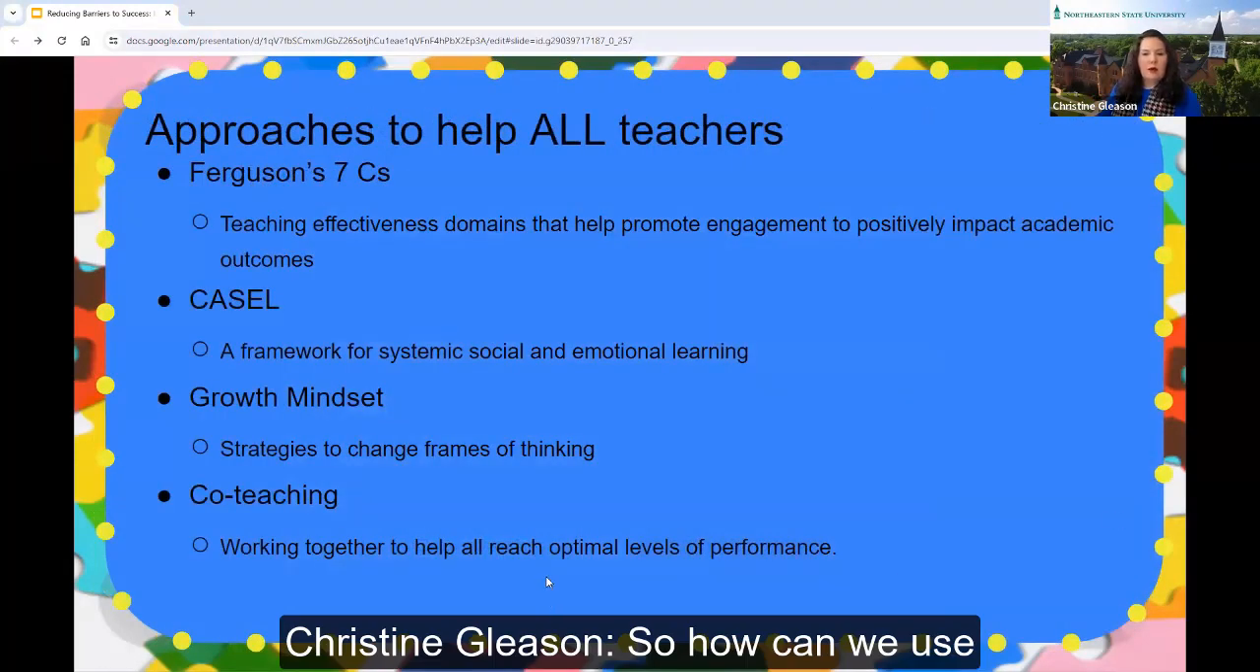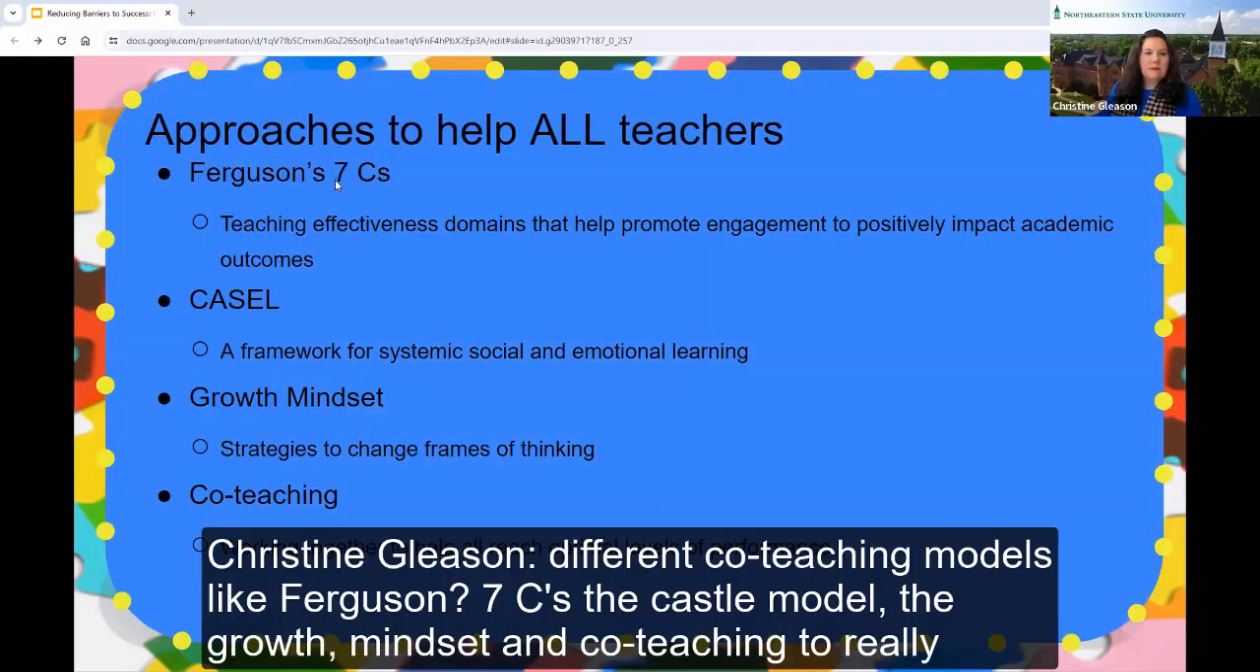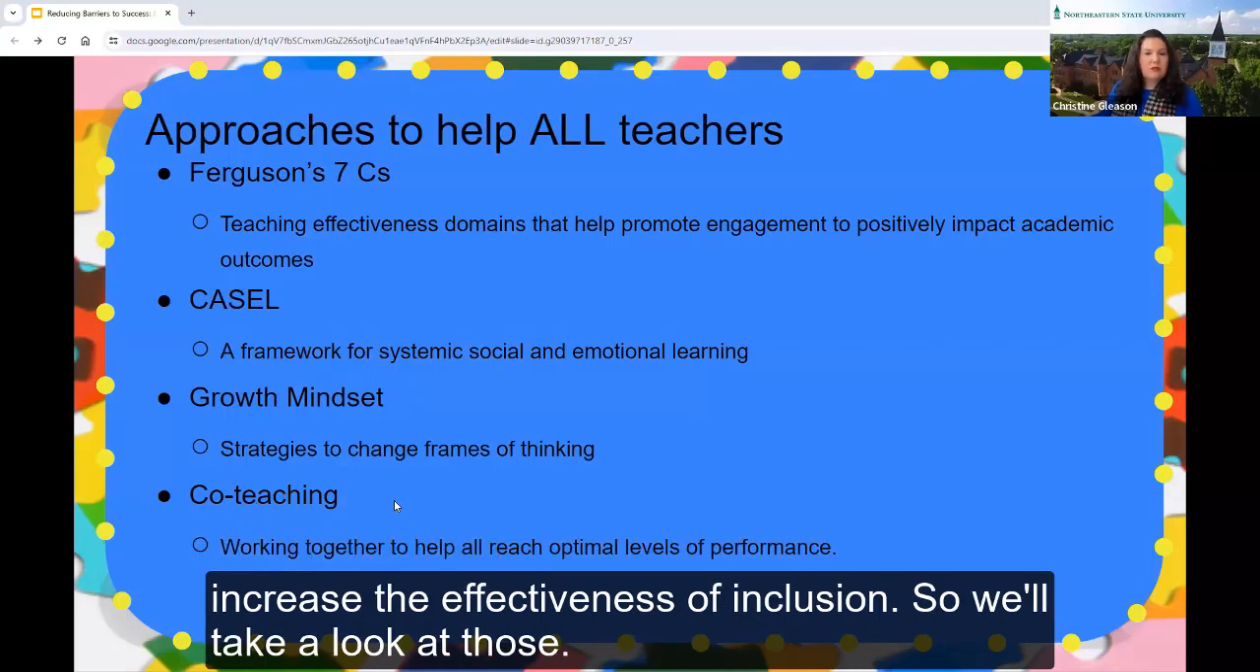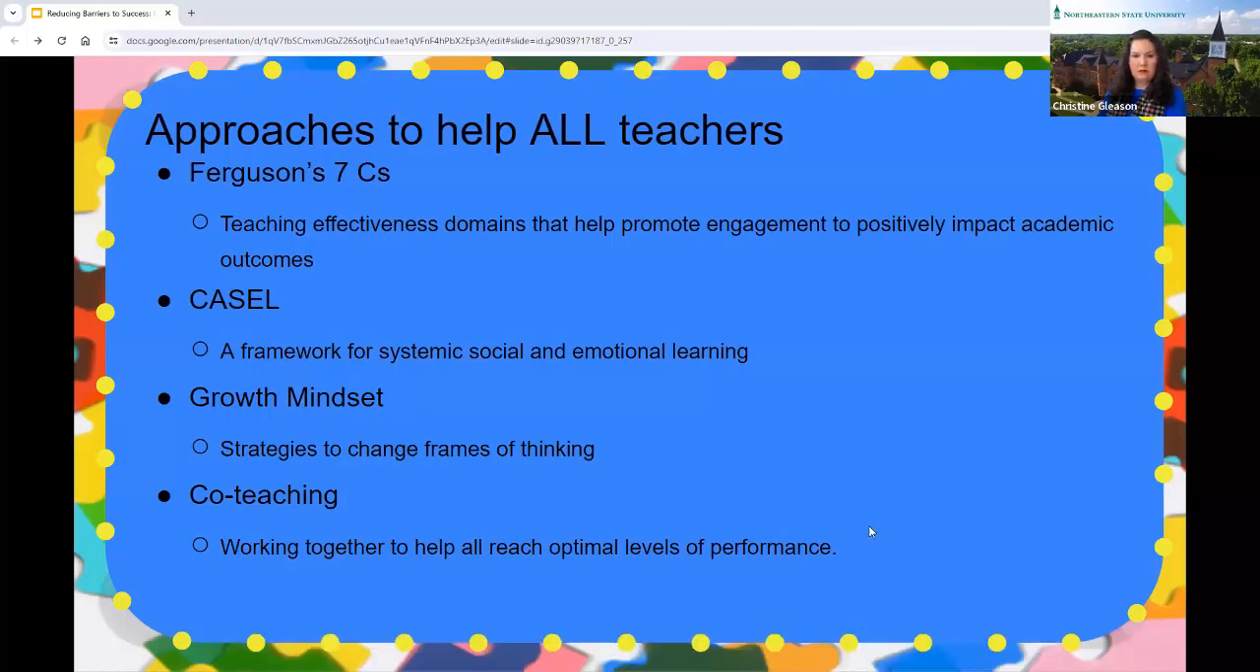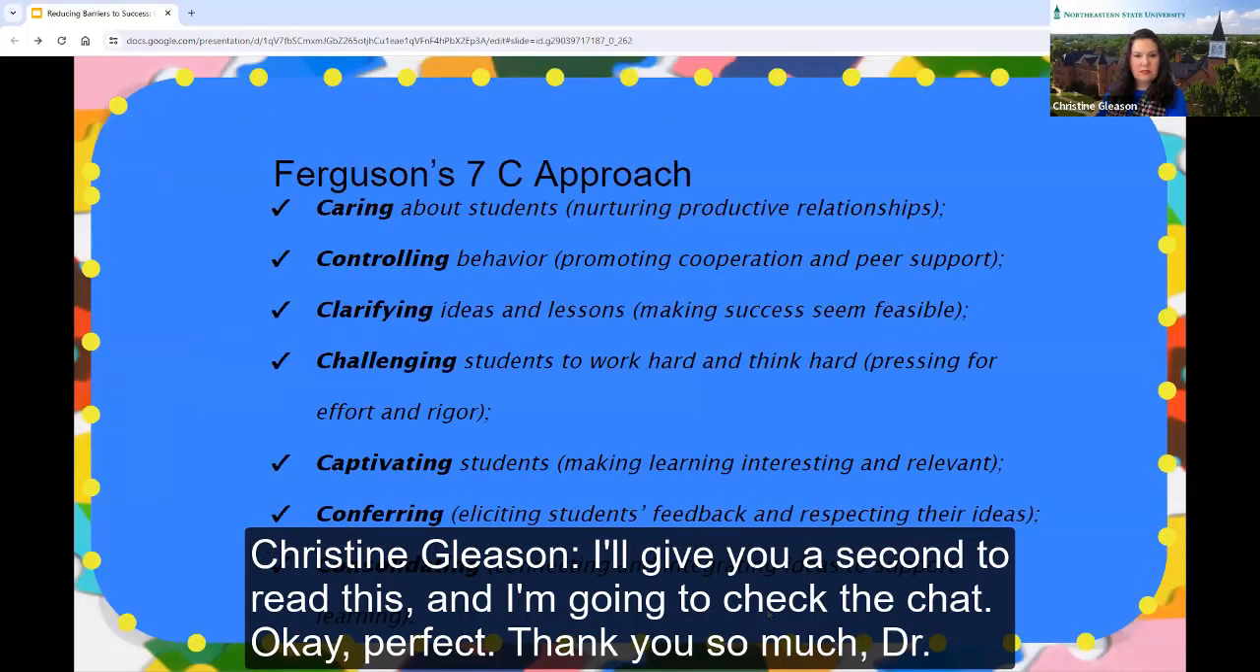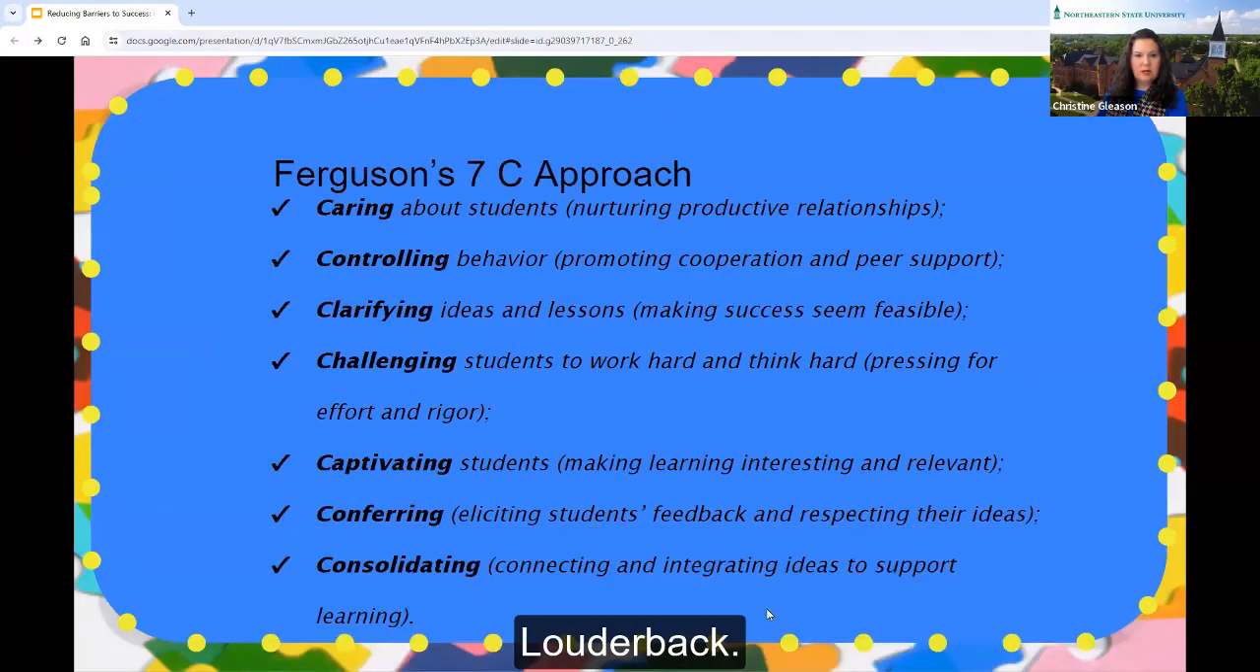So how can we use different models like Ferguson 7Cs, the CASEL model, the growth mindset, and co-teaching to really increase the effectiveness of inclusion? So we'll take a look at those. I'll give you a second to read this, and I'm going to check the chat.